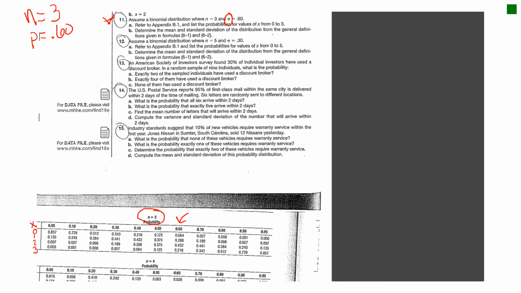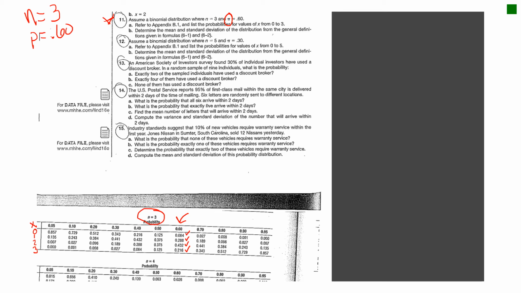So if I'm in this column for p equal to 0.6, where x is equal to 0, it's going to be 0.064. Where x is equal to 1, it's going to be 0.288. Where x is equal to 2, it's going to be 0.432. And where x is equal to 3, it's going to be 0.216. So when it says refer to appendix B, this is basically all those probability outcomes for x equal to 0, 1, 2, or 3.